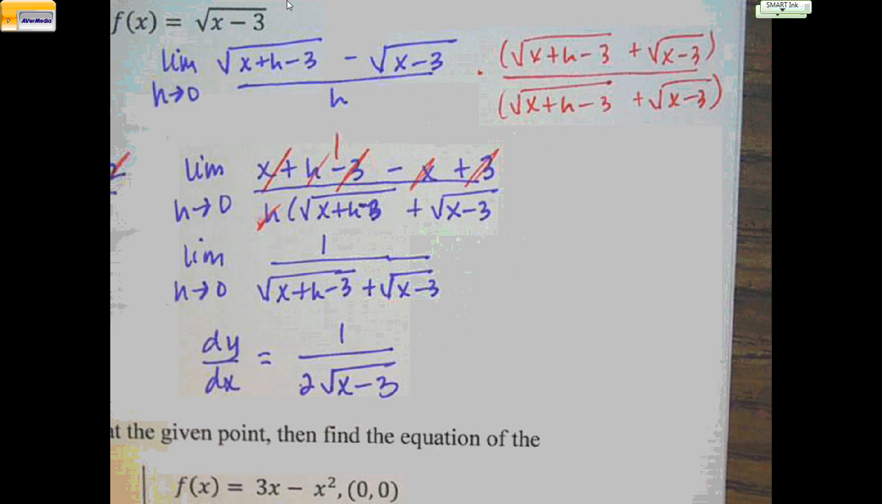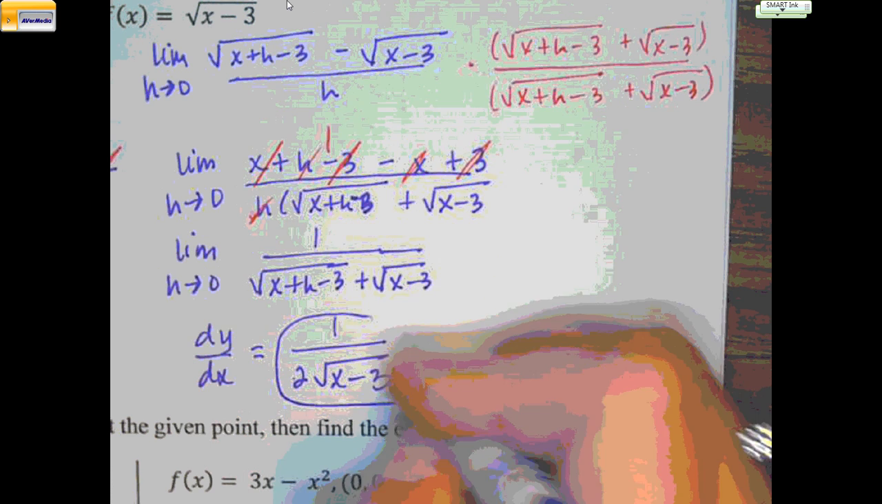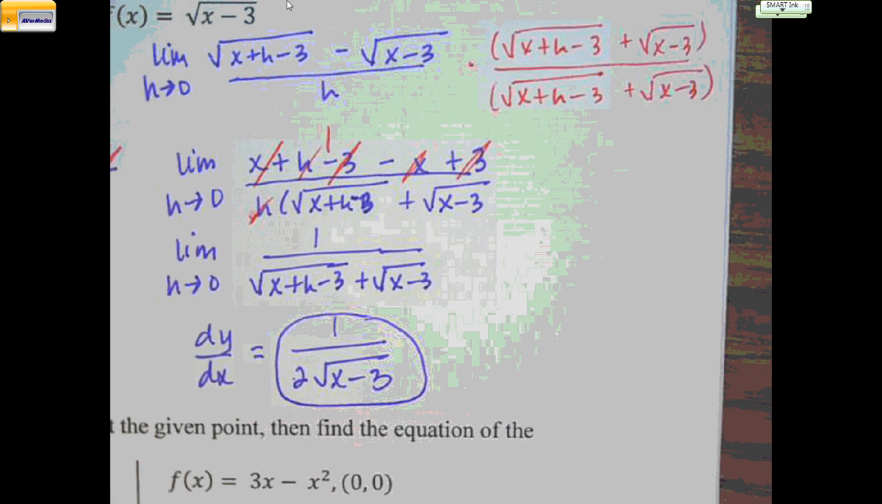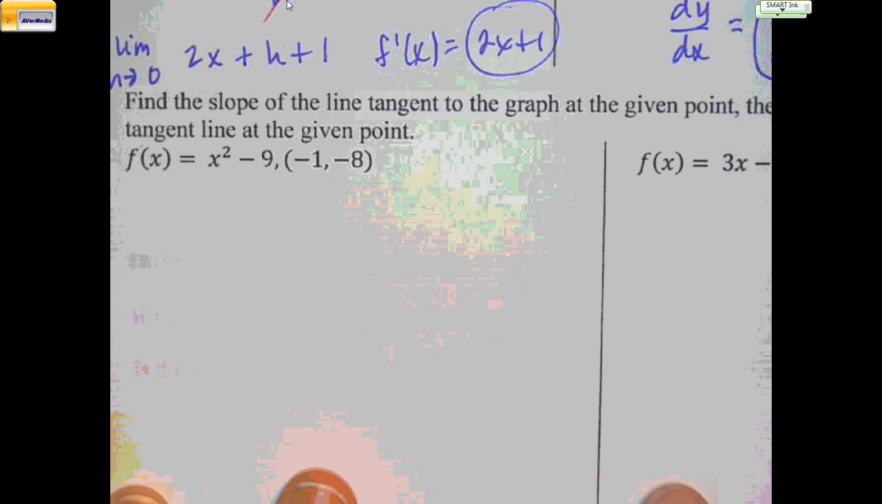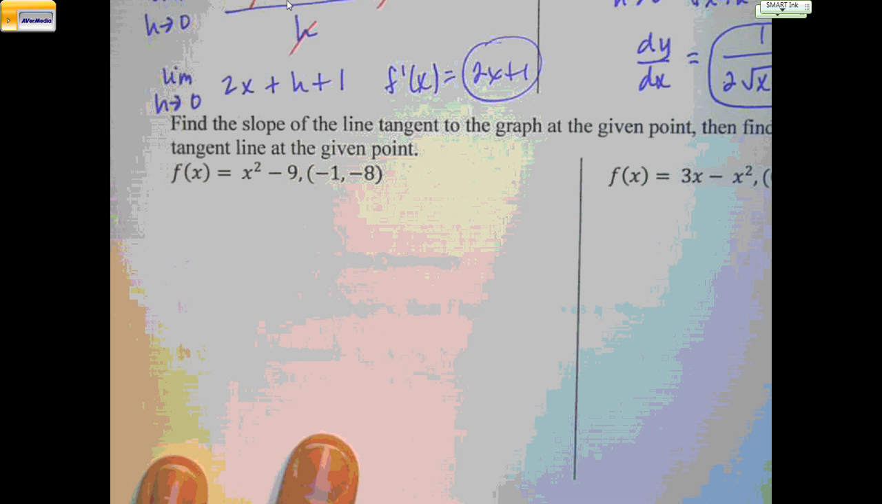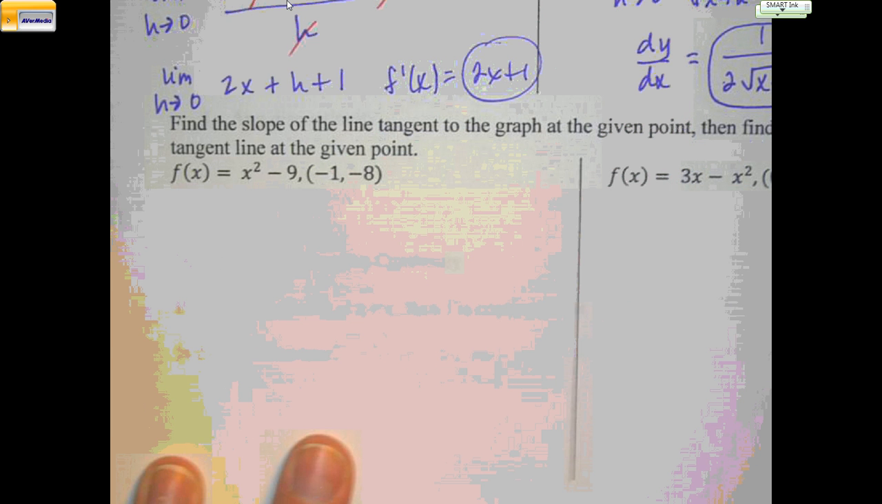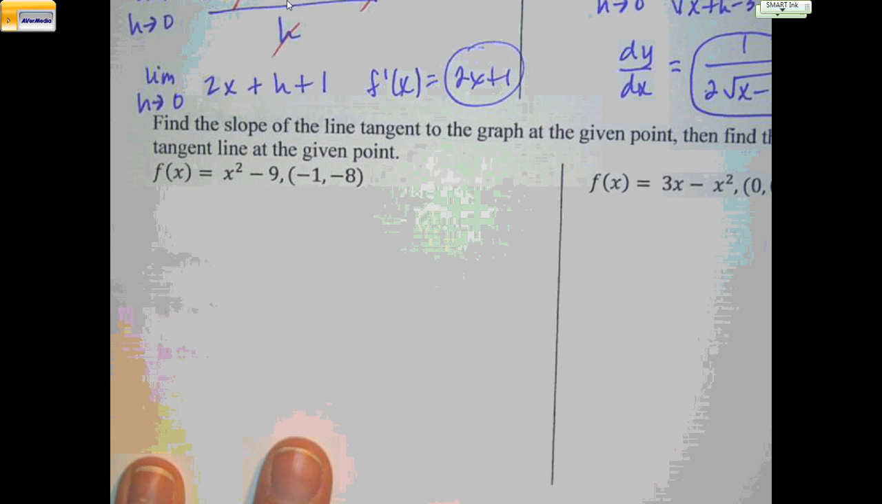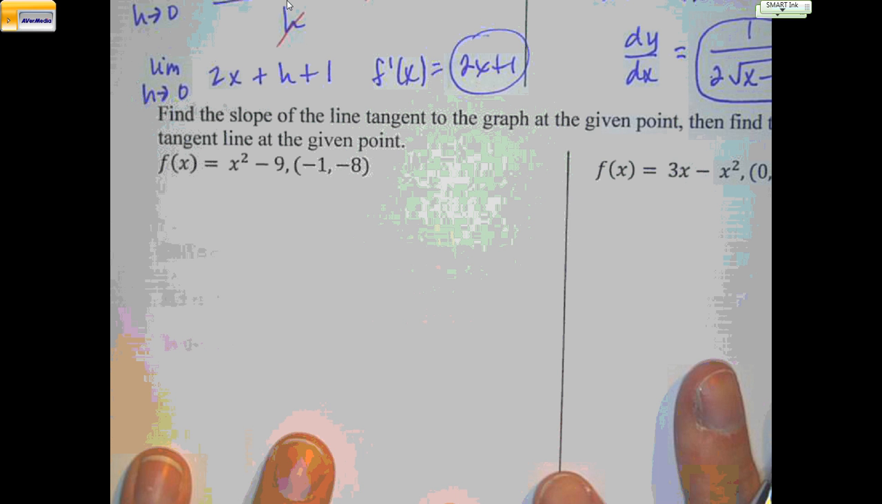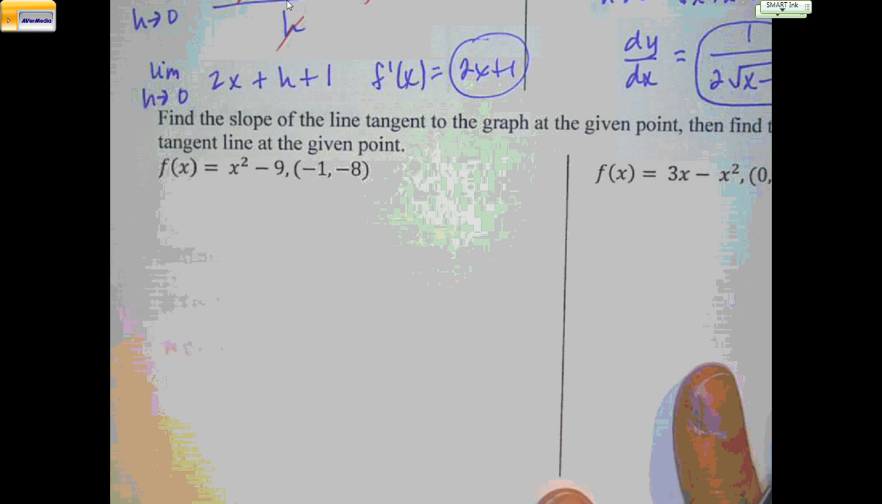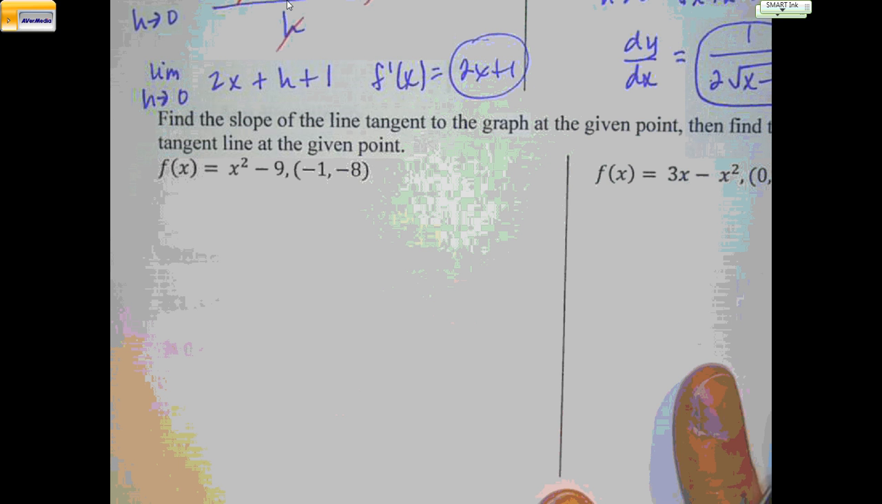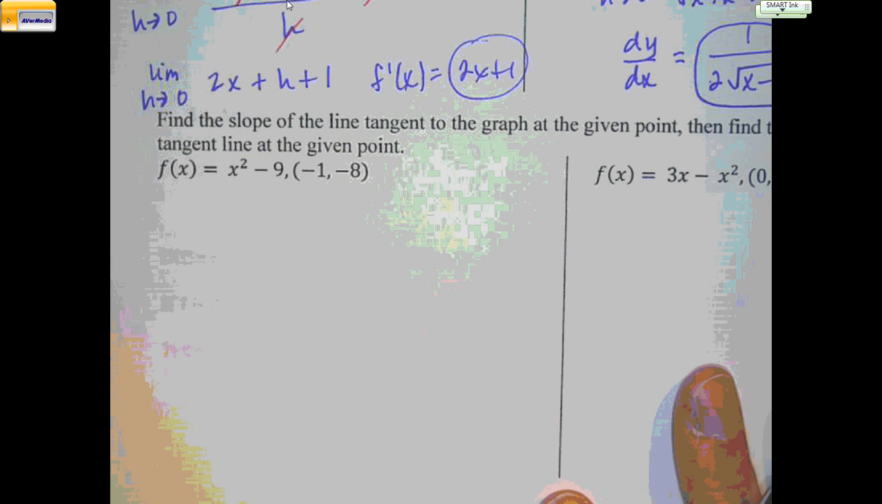Okay. So that's just giving us the formula to find the slope of the tangent line. Here's what they're going to ask you today. It says to find the slope of the line tangent to the graph at the given point, then find the equation of the tangent line at the given point. So you're going to have to use limits, you're going to have to use your derivative to get to your answer, but the derivative itself is not the answer, so don't box that. I want to make that very clear. I want to make sure you know the difference.